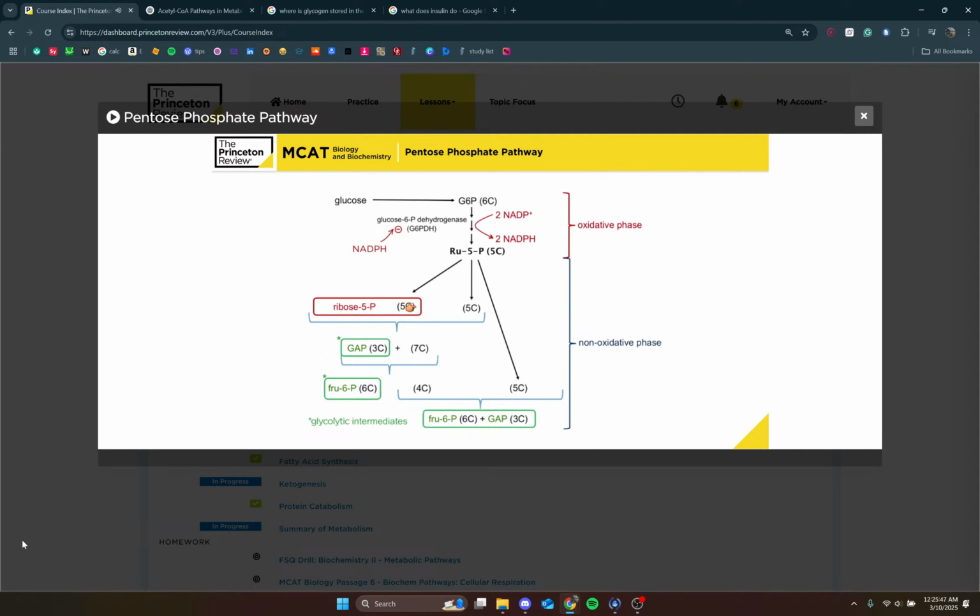Then we're going to run this pathway. Some of this ribose 5-phosphate will go into nucleotide synthesis, and the remainder can be reconverted into glycolytic intermediates. Or what if we only needed ribose 5-phosphate?